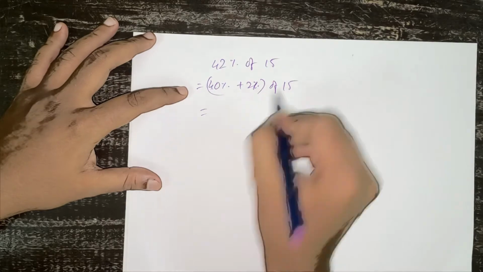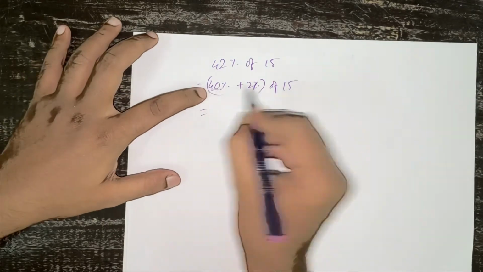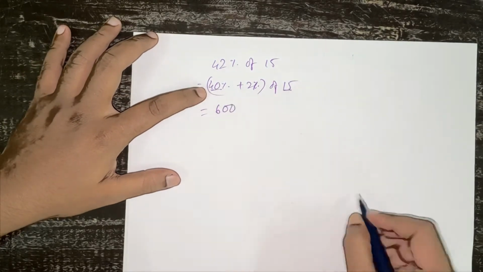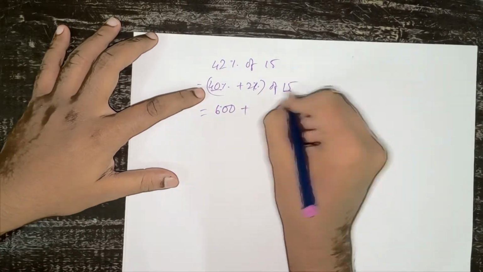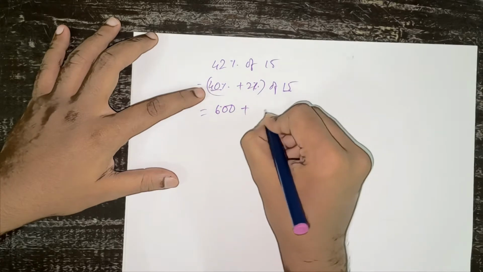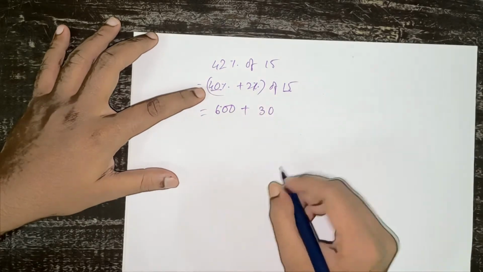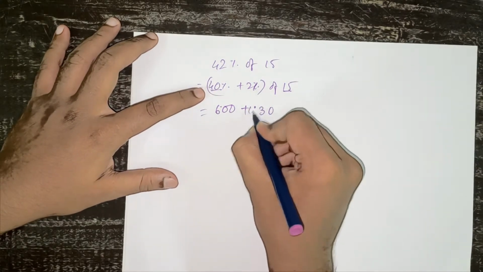Okay, now 40% of 15 means we will do 40 into 15. So again it is 600, 2 places. We get 6, and 2% of 15 means 2 into 15. 2 into 15 is 30. And where do we place the point? Again 2 places. It is 0.30.